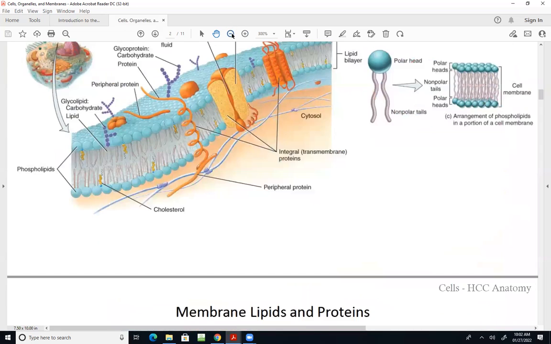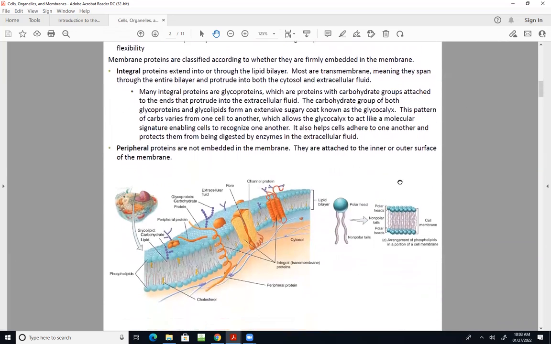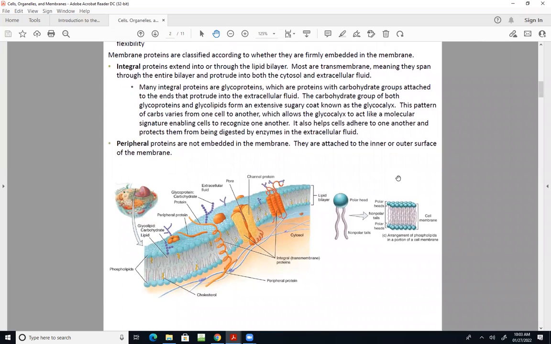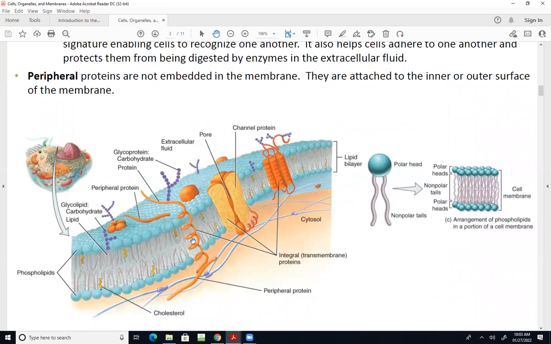They are found in the center of the plasma membrane, and they help strengthen it. But at the same time they do decrease its flexibility. Other prominent structures within the plasma membrane are proteins, which are categorized as either integral or peripheral based on where they're at within the membrane. Integral proteins, just think of them as traveling throughout the interior of it, so they're found not just on the outside or the inside, but also within the middle. Most of them are transmembrane.